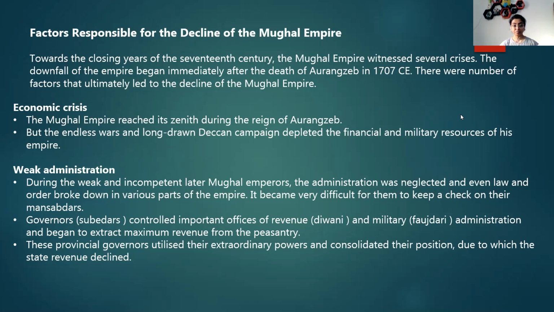All right, and definitely when the farmers are not happy, that also became a reason that led to the decline of the Mughal empire. Now these governors utilized their extraordinary powers and tried to make their position strong, due to which the state revenue declined. Slowly, because the governors were trying to collect too much revenue, or just strengthen their position, the state revenue also declined, and because of this weak or inefficient administration, that became a reason for the decline of the Mughal empire.